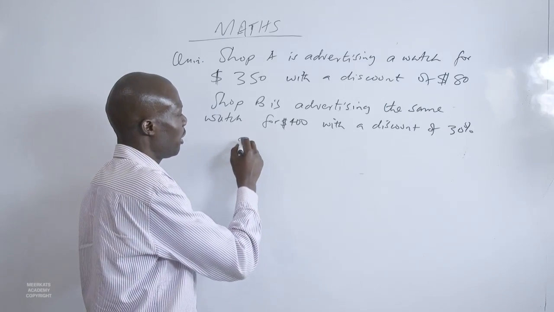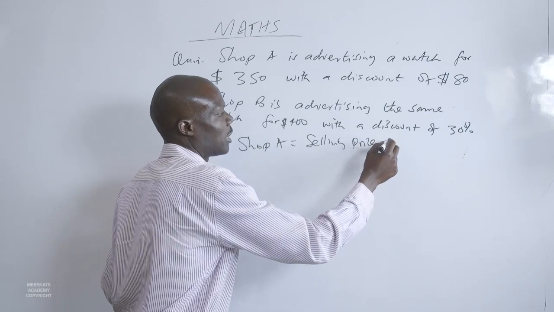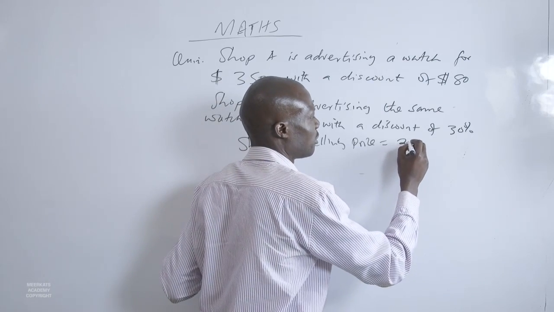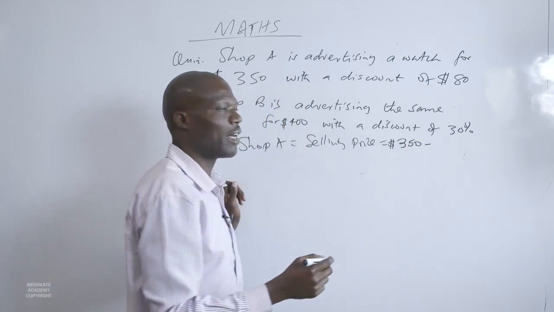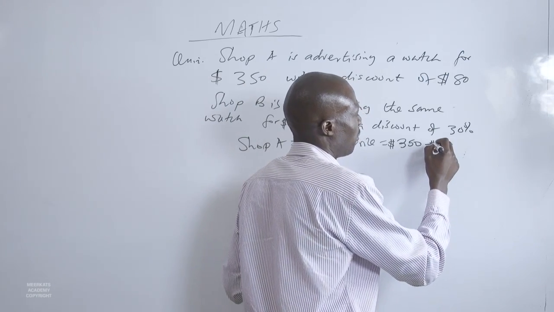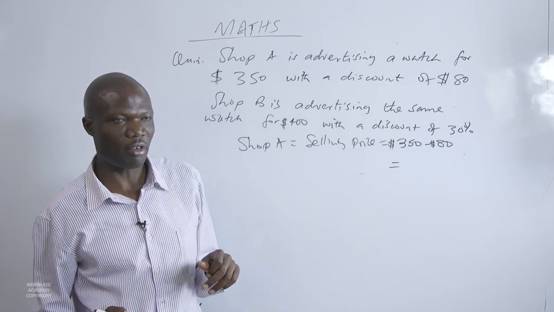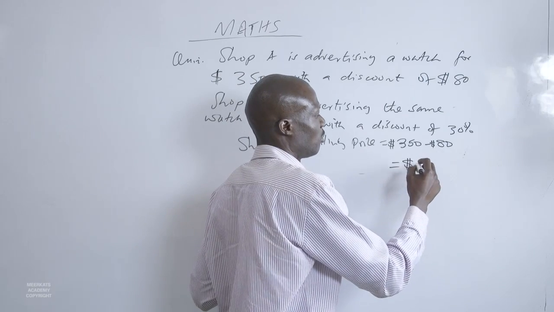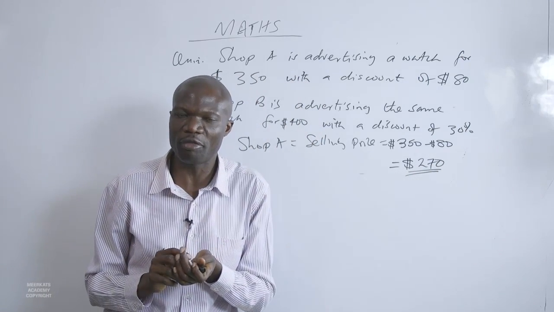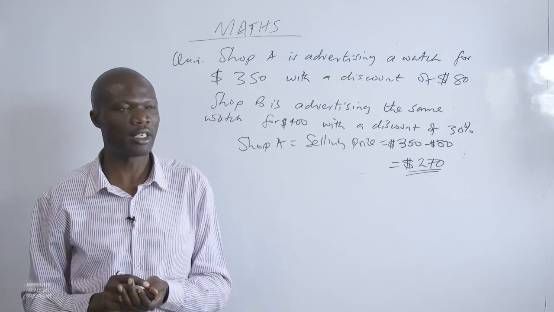So, with shop A first. Selling price is equal to what? It is equal to the price that we have, which is $350, minus the discount. We have already been told the figure directly, so minus $80. So this one, if you are very keen, you will get it's about $270. So if you happen to buy from shop A, you'll leave with that watch at the cost of $270.